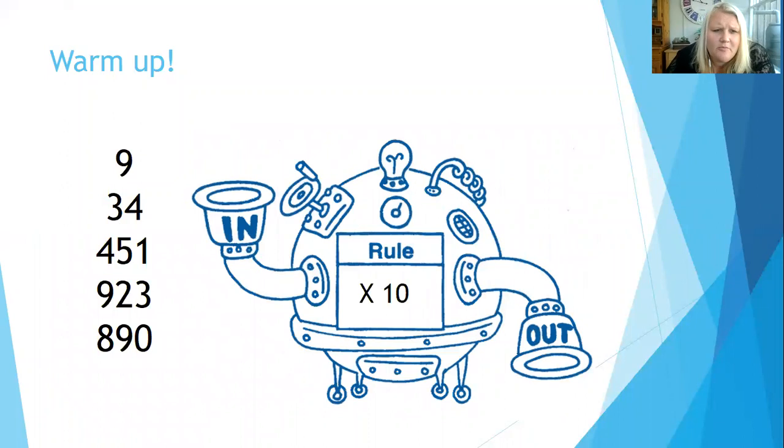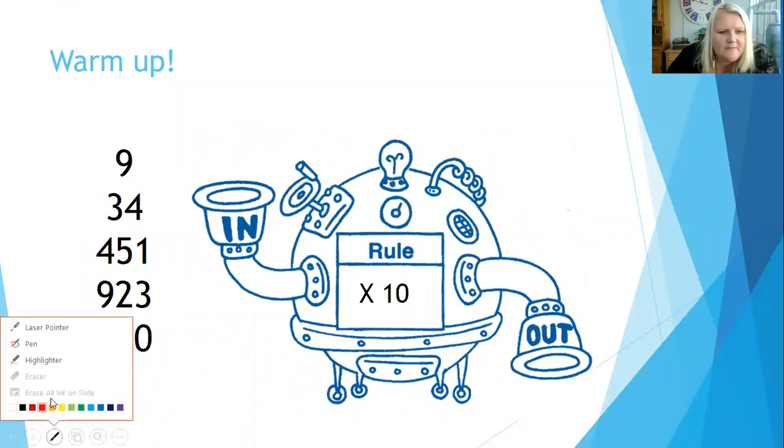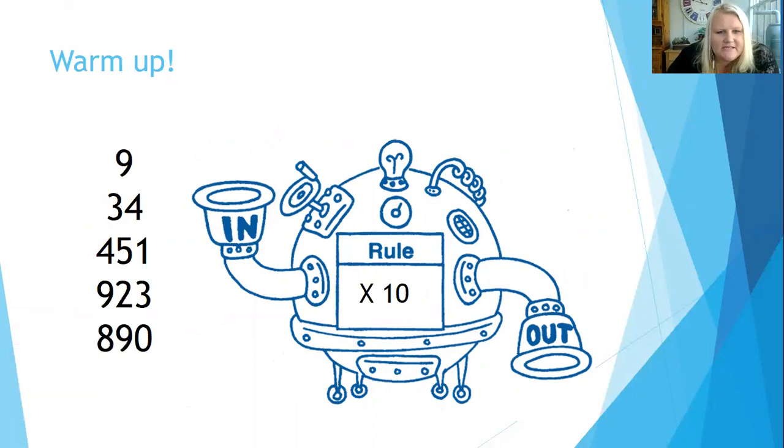So we've gone back to our robot today. Love our robot. I haven't got a name for him, maybe you can name him. And today his first rule is about timesing by 10. So what happens when you put 9 in and you times it by 10? You get 90. Well done.